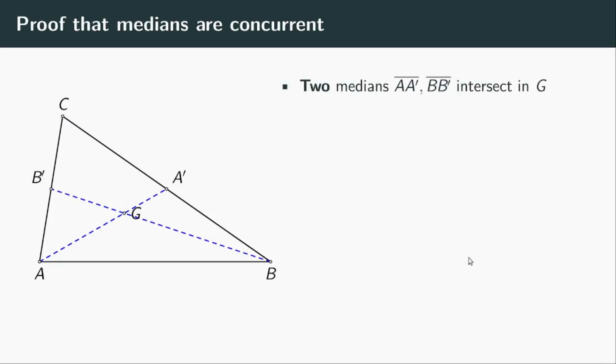Okay, so let's go through the proof that the medians are concurrent. And we're going to use a little bit of a roundabout argument here. So first, we're going to look at what happens with two medians. So let's say AA' and BB'. They intersect in a point. I'm going to name it G. Why not? And that's true because those lines are not parallel.